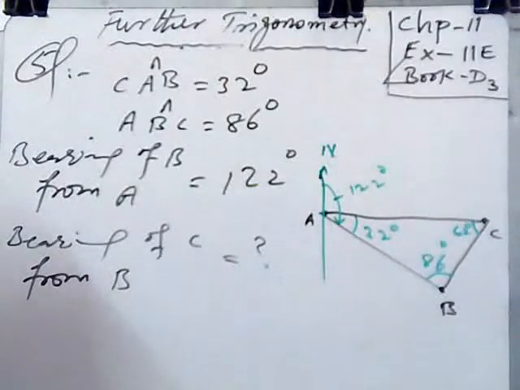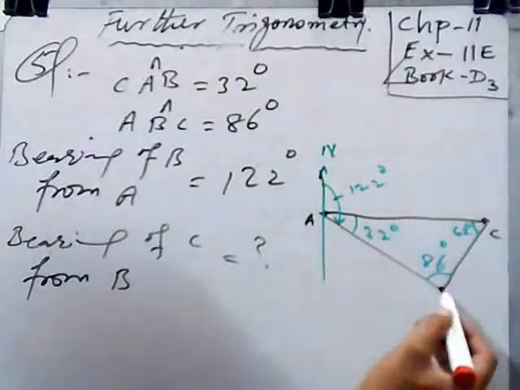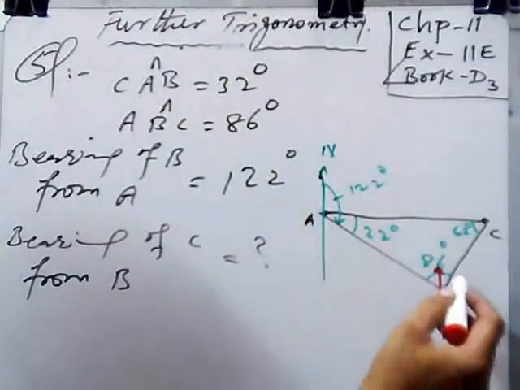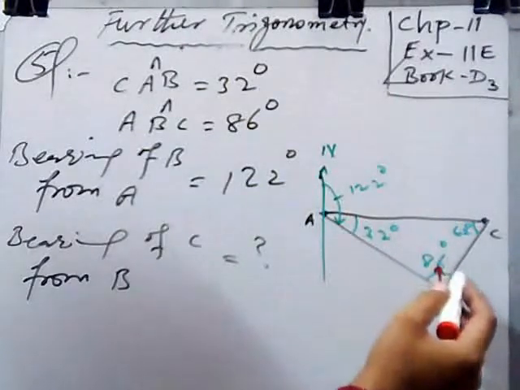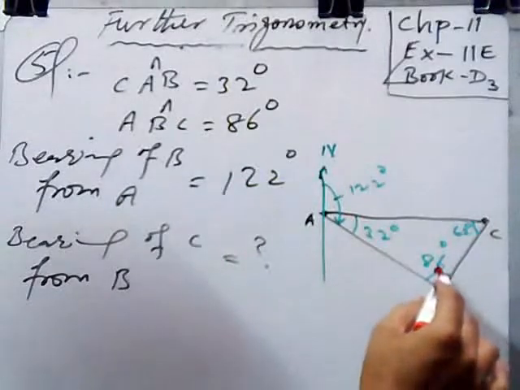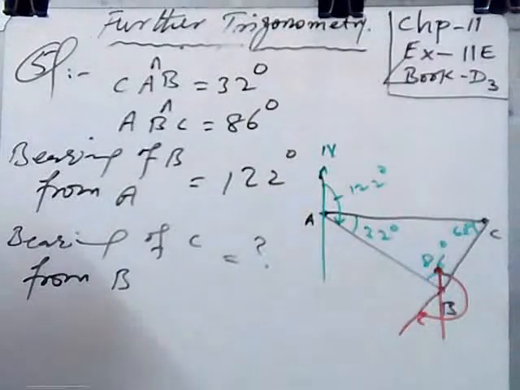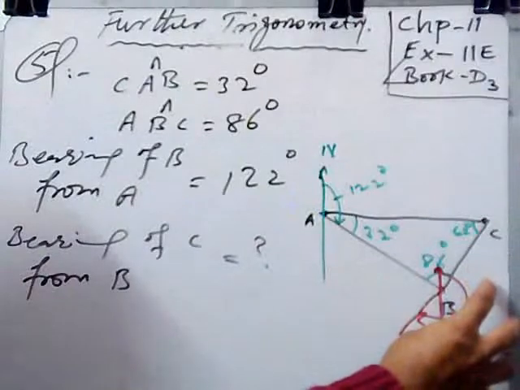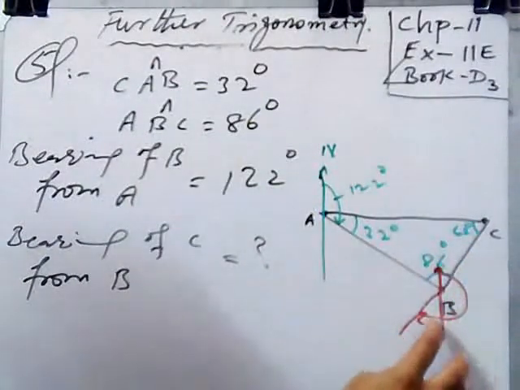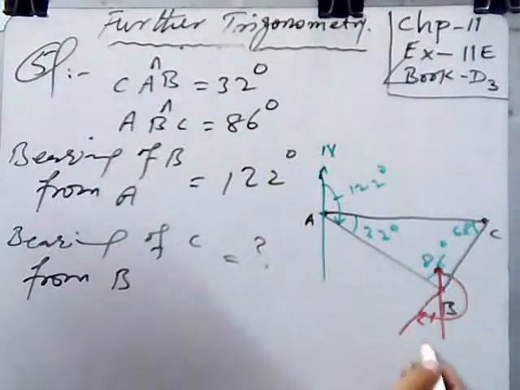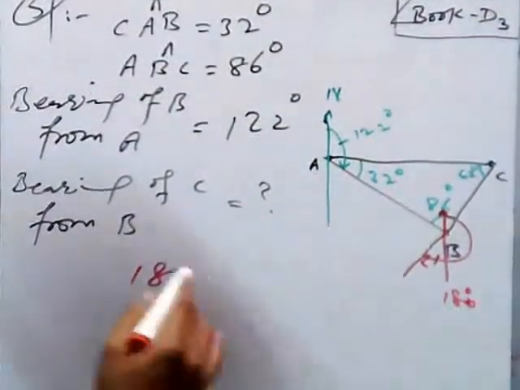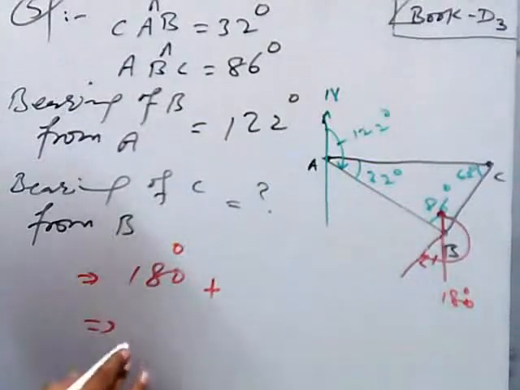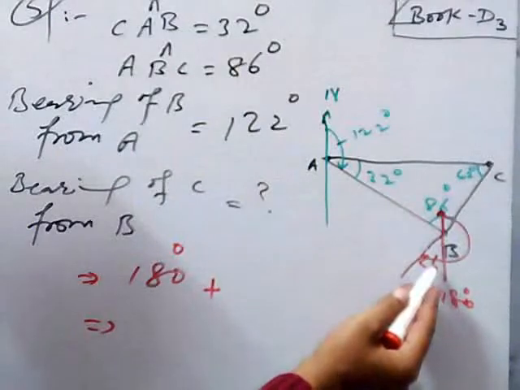So now the question is the bearing of C from B. From B we have to rotate up to C. So make B the reference point, and draw up to C. It means you have to use the reflex property and draw up to here, so you will get the required result. What is the value of these two angles? 180 up to this is 180 degrees, so 180 degrees plus how much is your result? And how could I know the value of this one?